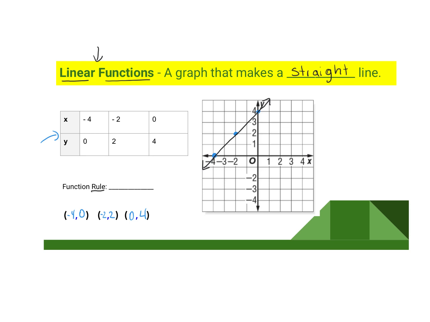Now I'm going to start my rule. Remember, with my rule, I'm starting with my output. My y is my output. I took my x, my input, and what did I do each time? I did negative 4 plus 4 to get 0. Let me try it for my next one. Negative 2 plus 4, that also gives me 2. And 0 plus 4. So now I know it works. So I just did y equals x plus 4.